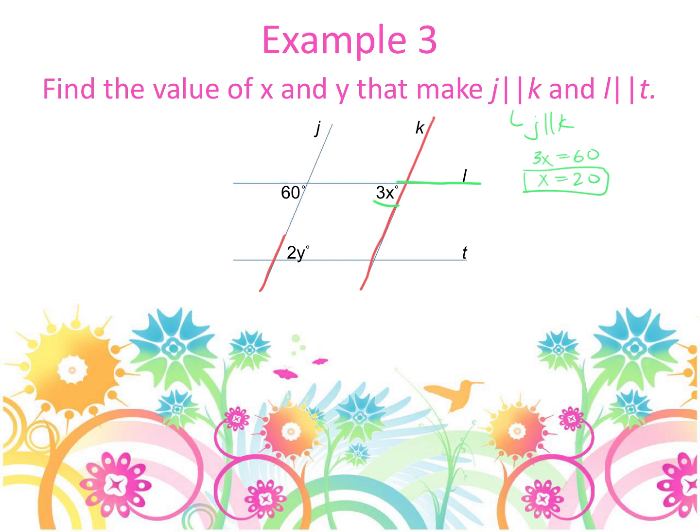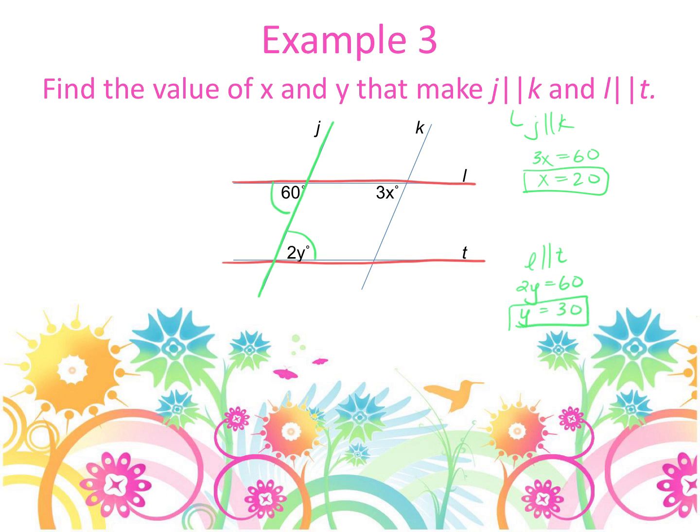Then I have to prove what will make L and T parallel. Well, again, I come over to here for consistency. Here's line L, here's line T, and the transversal that's going to affect y is this one, right? And then I notice that 2y and 60 degrees are alternate interior angles. So for L to be parallel to T, 2y must equal 60 degrees, which means y must equal 30. So these are the two values for x and y that I have to have for all those pairs of lines to be parallel to each other.